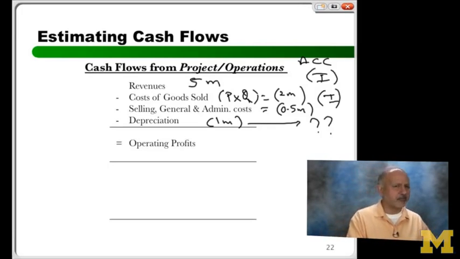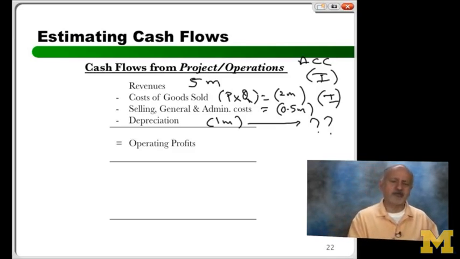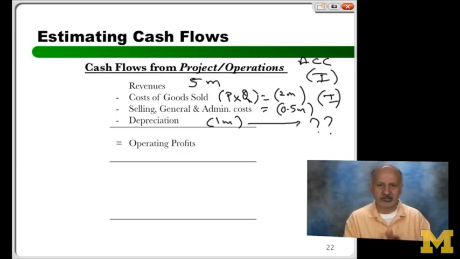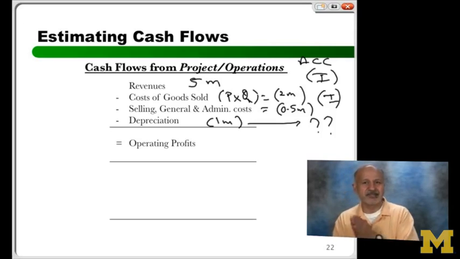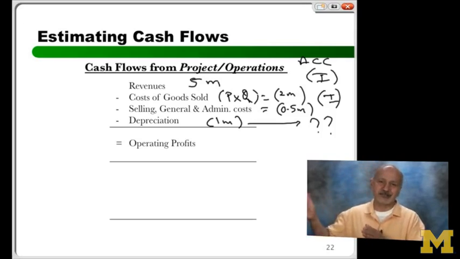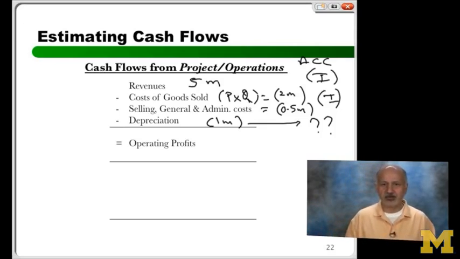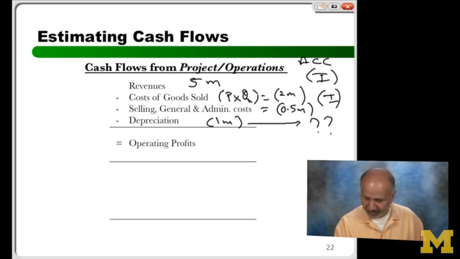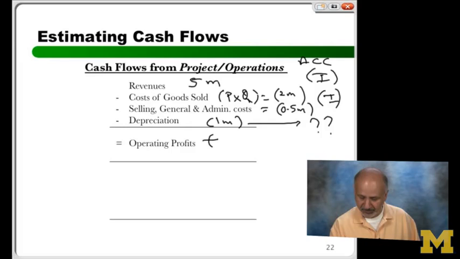Then you have to bring in depreciation. That is, the value of all fixed machines and so on that you've used for this specific year. Remember, this is year one, and you'll do a similar analysis for year two and so on. So what's left is operating profits. So what are my operating profits? 5 minus 2 is 3, minus 0.5 is what? 2.5, minus 0.1 is what? Plus 1.5 million.